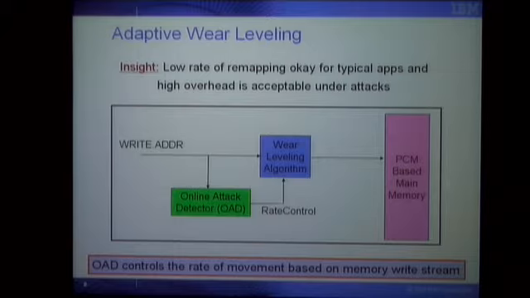So we propose an adaptive wear leveling algorithm. Essentially what a wear leveling algorithm does is it takes a logical address and it has some mapping, it gives a physical address, and there is a circuit, attack detection circuit, that figures out what kind of a stream is going on, and depending on the properties of the stream, it controls the rate. So for typical application, the rate is low. For attack-like application, the rate is high.